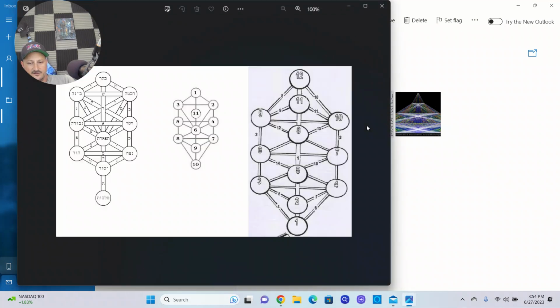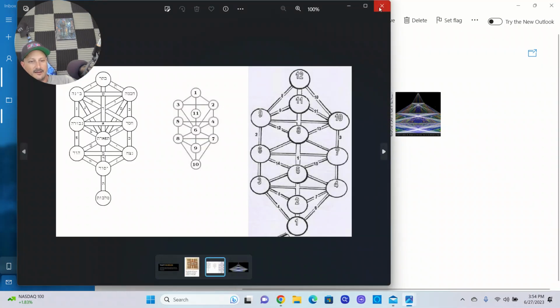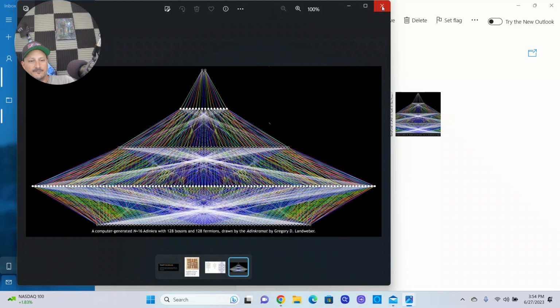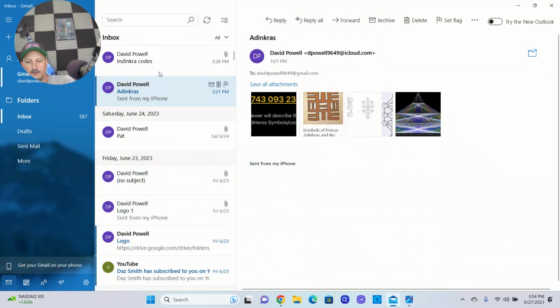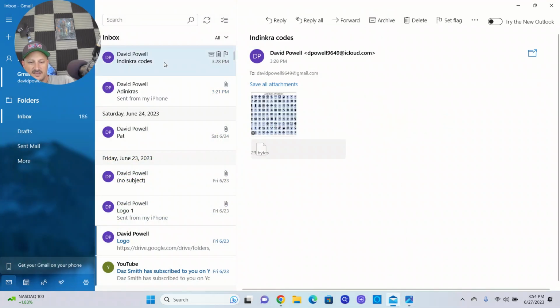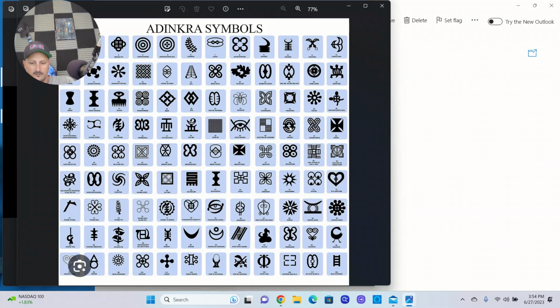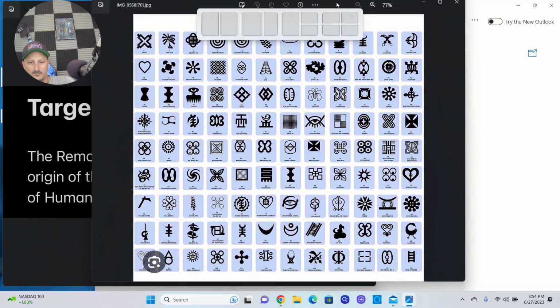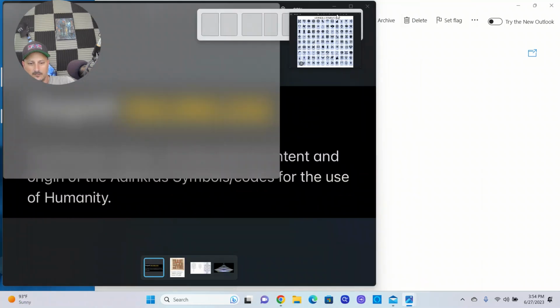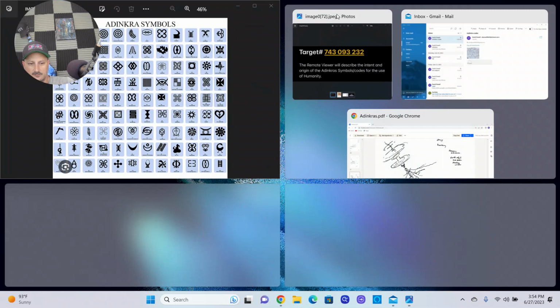So here's just some other kind of imagery related to the topic, stuff like that. Here's the actual, the codes from history. Gosh. So, yeah, that's that.